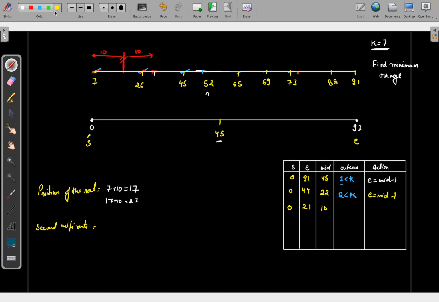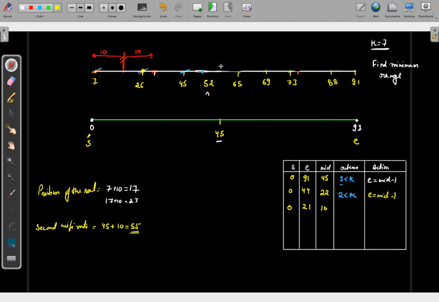So what I will do, I will choose the next house because I can't plant it here, right? This house is already getting the Wi-Fi signal. Why should I plant here? So I will take the next house, that is 45 plus 10, then it will be 55. So I will plant at 55.